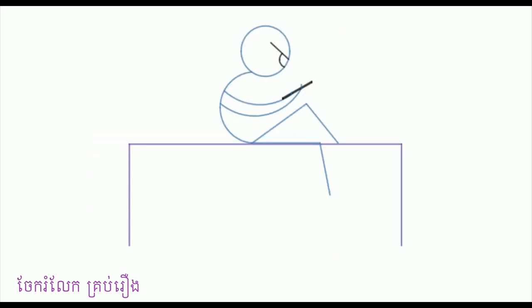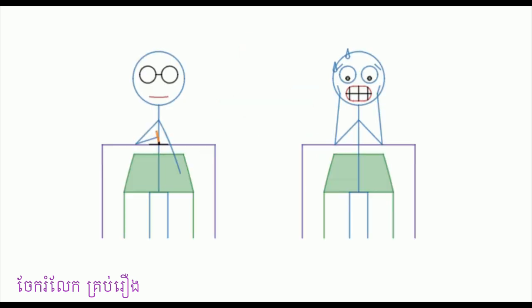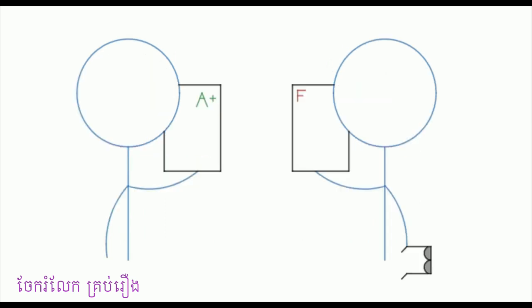The non-hardworking student is not doing his work. He's sitting on the table, playing on his phone, not studying for his test. Test day. The student who studied is confident and smiling, while the other student is frustrated and nervous and can't do his work. The student who studied got an A+, while the student who didn't study got an F.